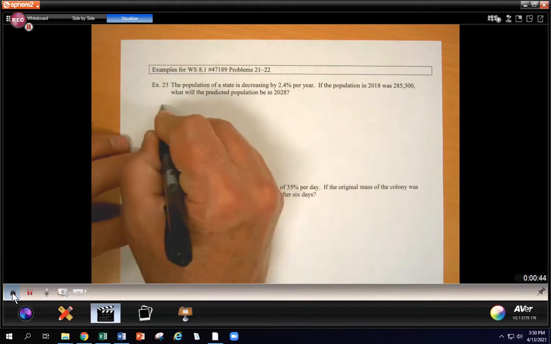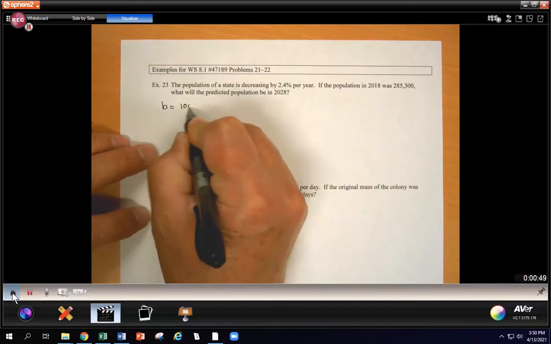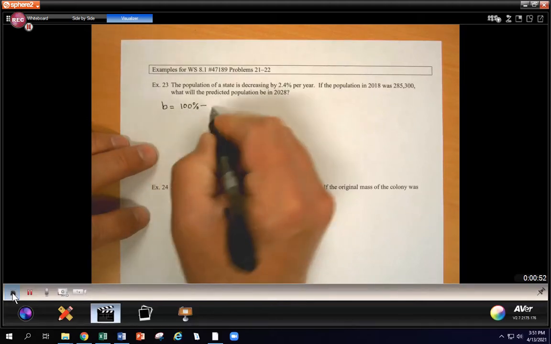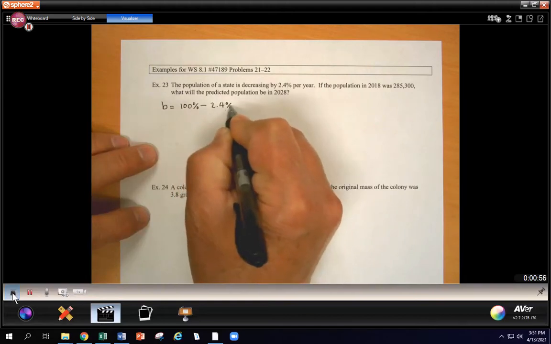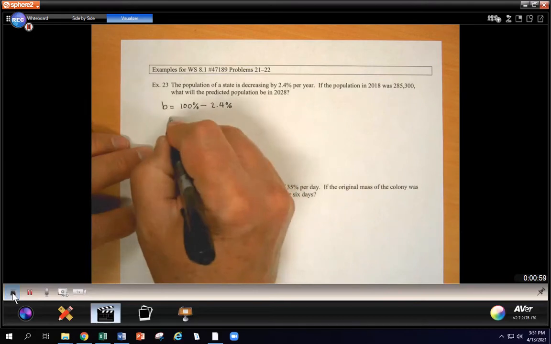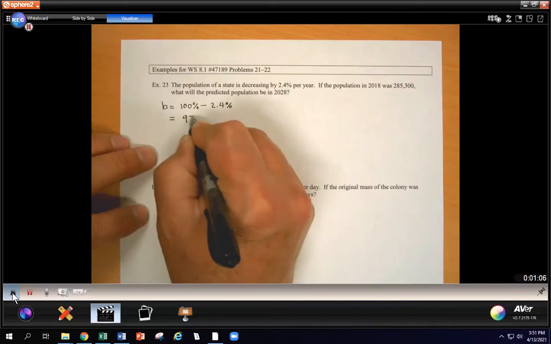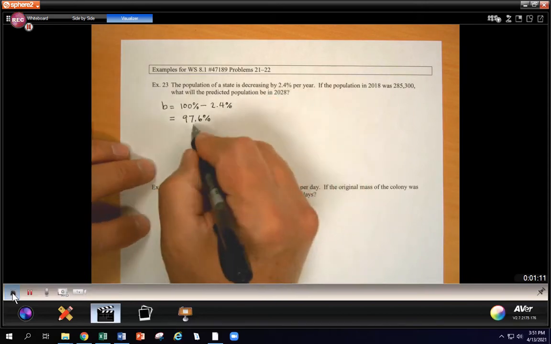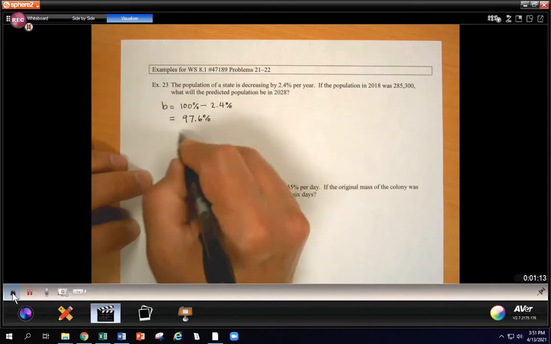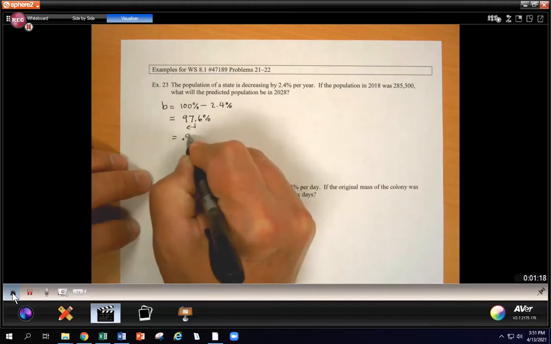Alright, so the first order is to find the base. And the base here is going to be 100% decreased by 2.4% per year. So we're going to go ahead and do this subtraction here. It's going to be 97.6 or 97.6%. And you're going to lose this percent sign, so move your decimal to the left. Here's your base, 0.976.